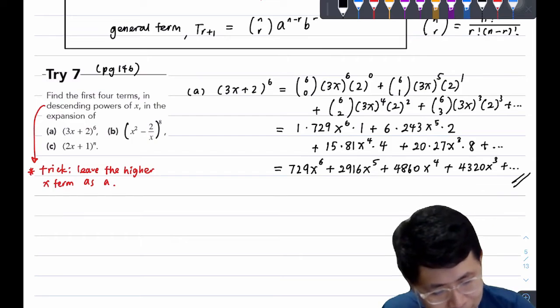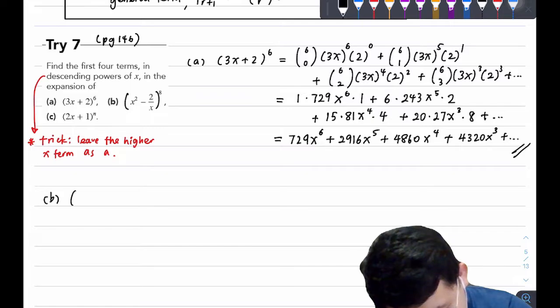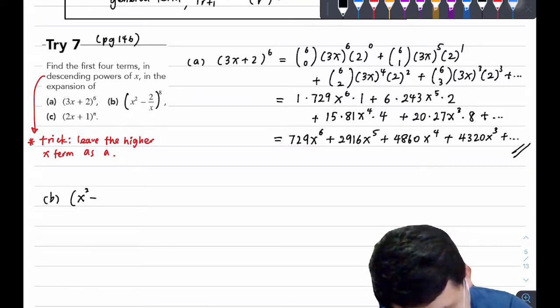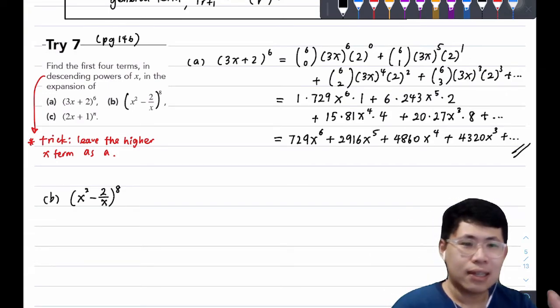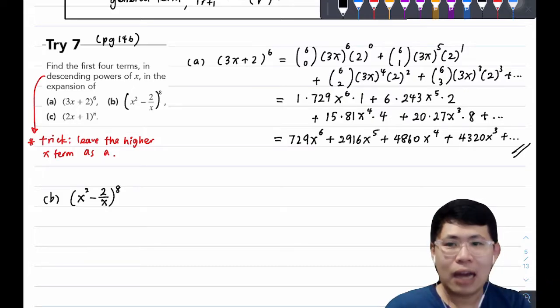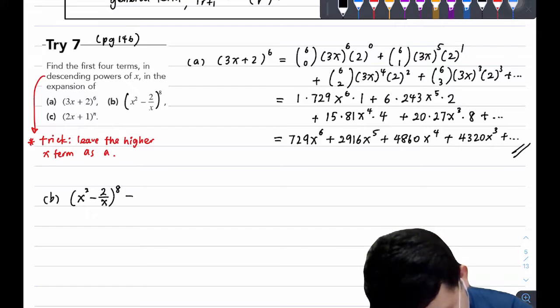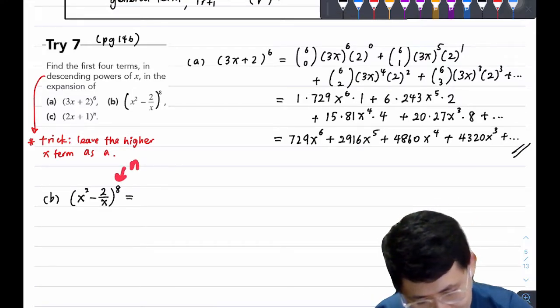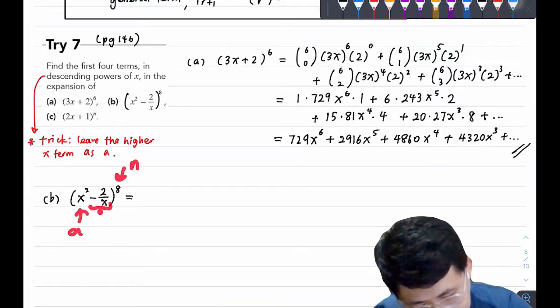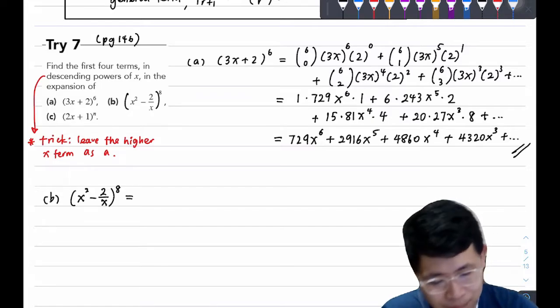Okay, let's take a look at B. For part B, it will look easier because I have more space now. So x squared minus 2 over x to the power of 8, right? So again, for descending powers of x, I will leave the higher power of x term as a. So what do we have over here? This is n equals to 8. This is n. This is a. This thing is b. The negative 2 over x is b. Important, the negative is important.